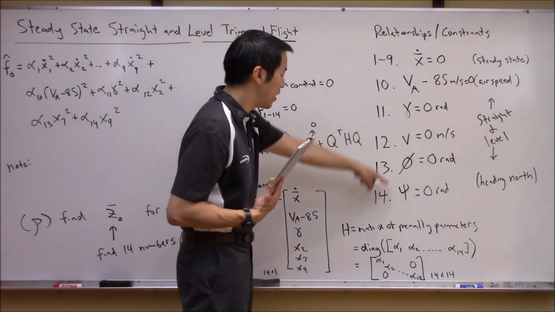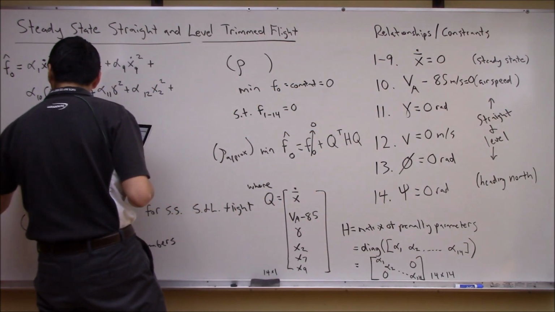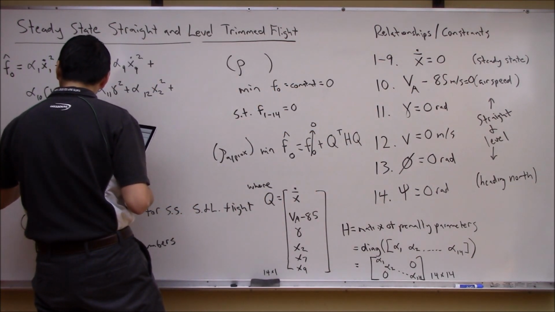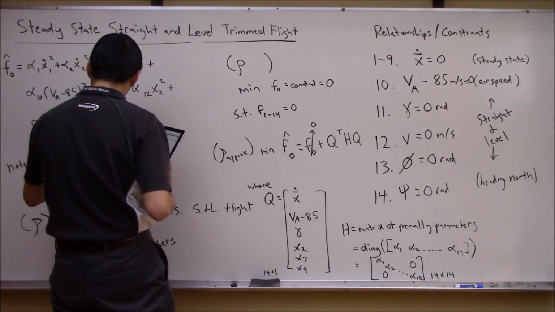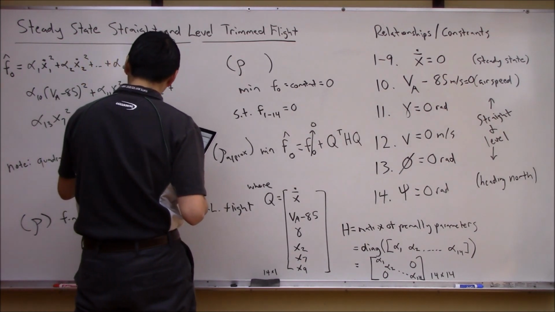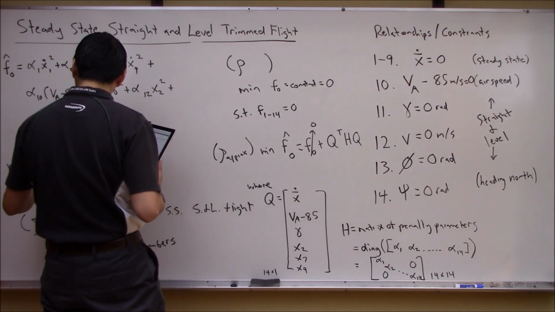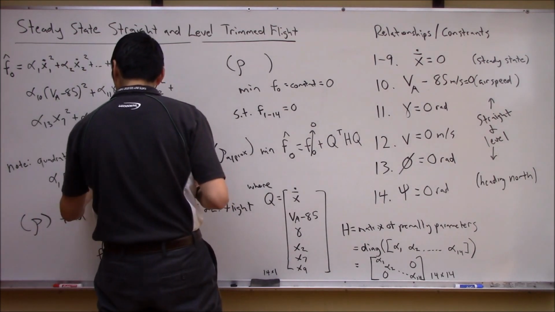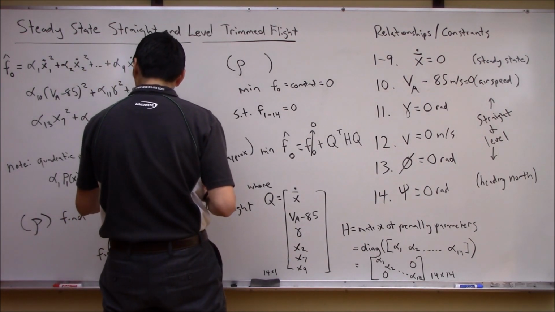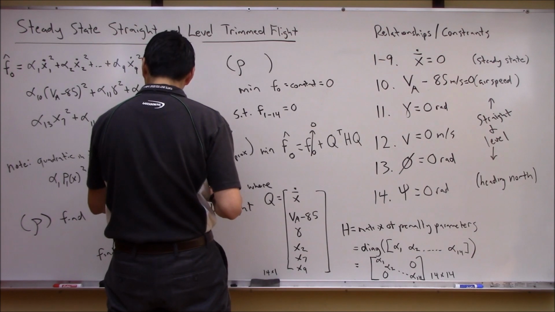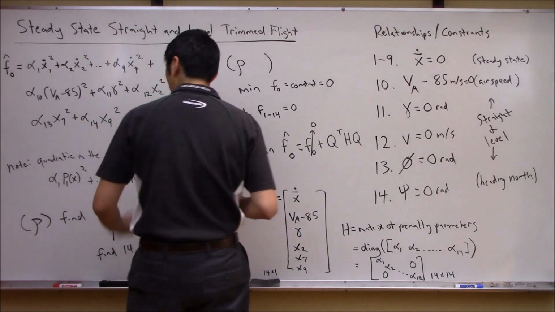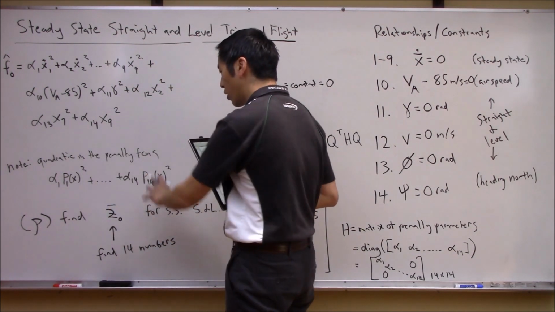It's a quadratic in these, right? So let's say this is a quadratic in the penalty function, right? Because it has the form alpha something times the penalty function of x squared, plus yada yada yada, all the way up to alpha 14 times penalty function 14 squared. Something like that, right? It has this quadratic form.